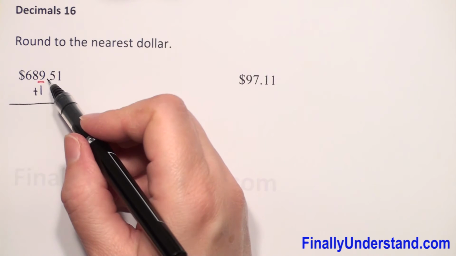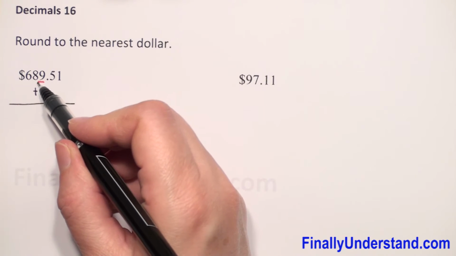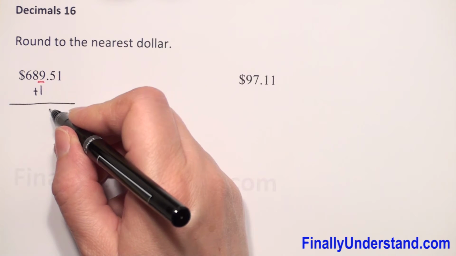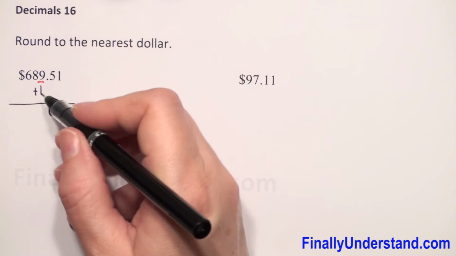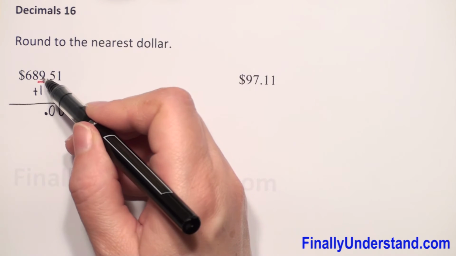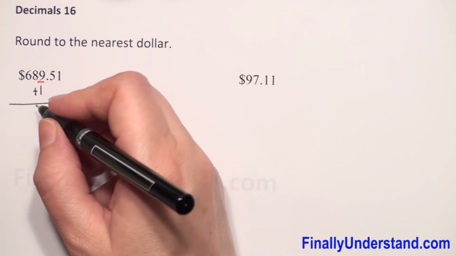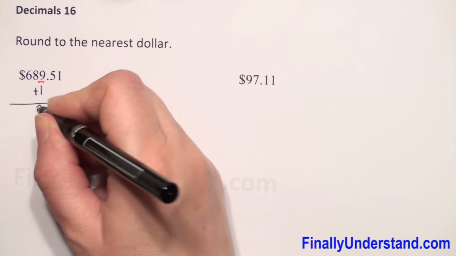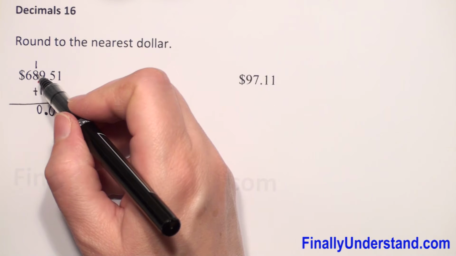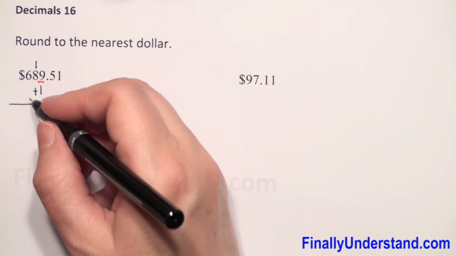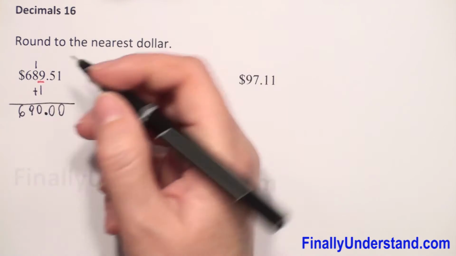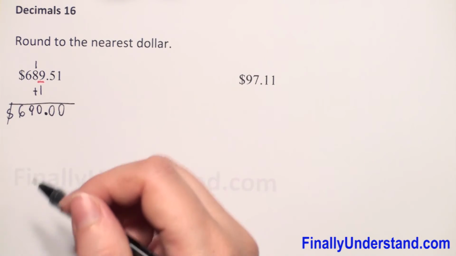And what else? Every digit after our underlined digit we need to change to 0. So 5 we will change to 0, 1 to 0. The decimal point we copy, and now we have to add 1 to 9. 9 plus 1 is 10. So we write 0 and we add 1 to the next digit. 8 plus 1 is 9. And the next 6 we copy, and the dollar symbol.